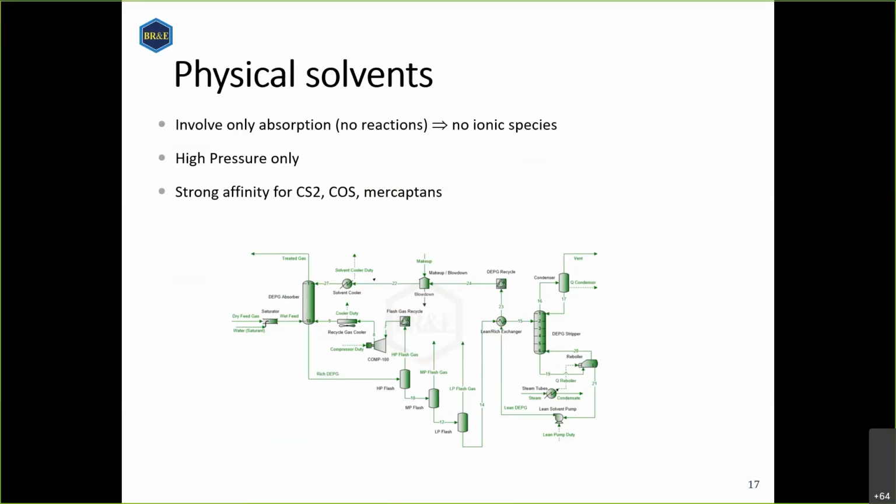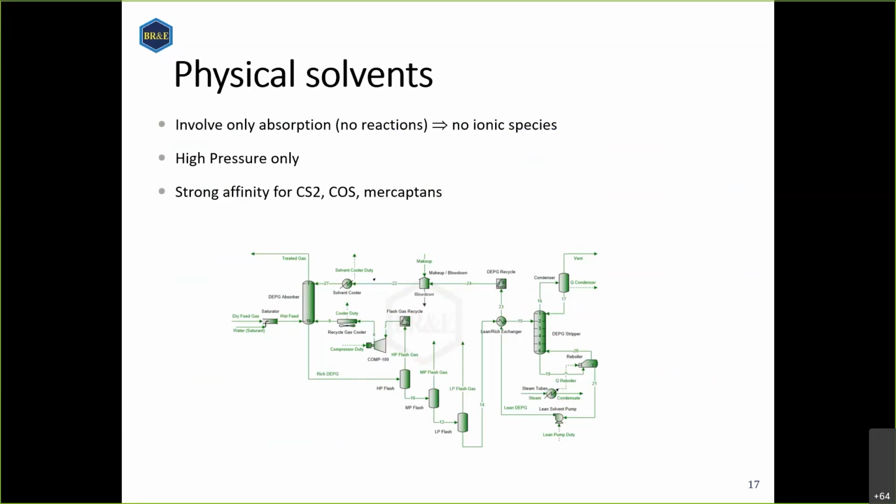We've also got to be careful because physical solvents tend to have strong affinities for heavy hydrocarbons, and that can be something that's not useful to us, that's not desirable. Sometimes those affinities for other species are useful though, because physical solvents will tend to absorb species like CS2, COS, and mercaptans, and if those species are present, that can be very beneficial.